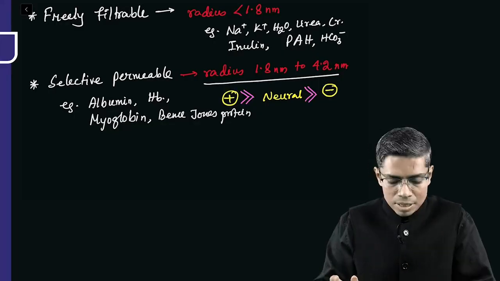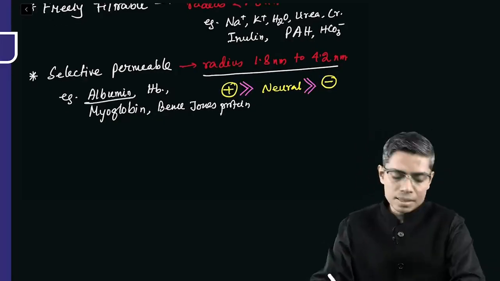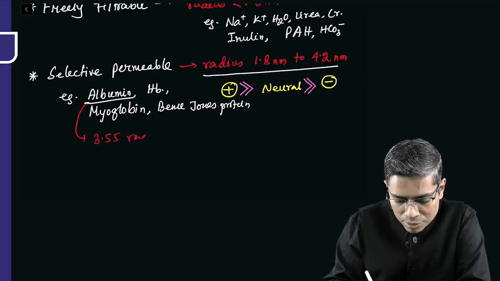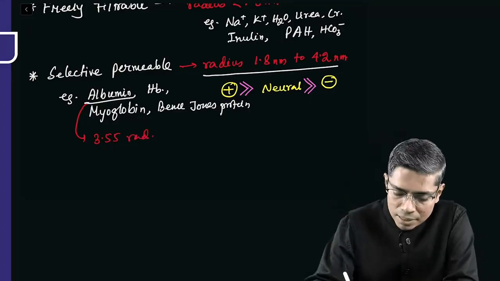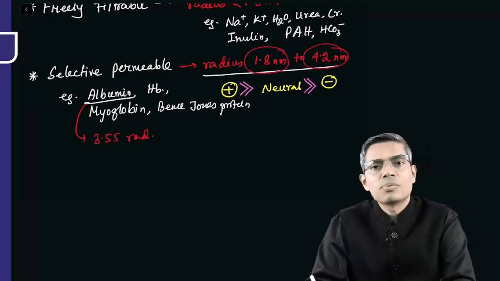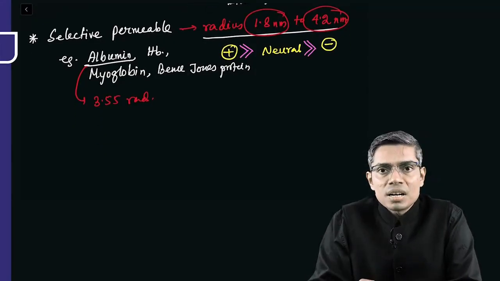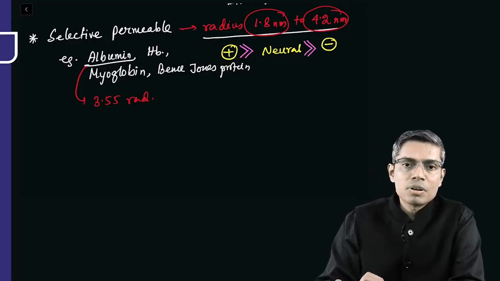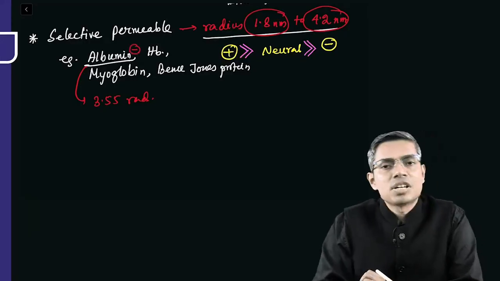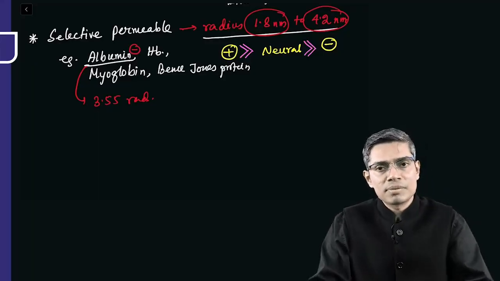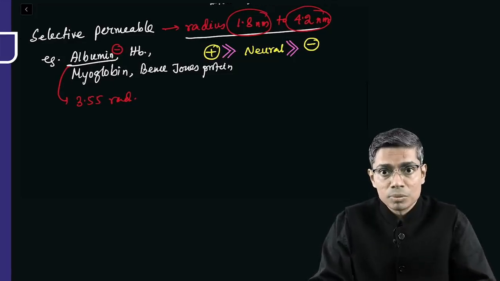Now, if you look at albumin, its molecular radius is 3.55 nanometer. So obviously you can find that this falls within the range of 1.8 to 4.2 nanometer. That's why albumin is a selective permeable substance. But if you look at the charge of albumin at physiological pH, all of us know that albumin is negatively charged. So that's why we know that the filtration of albumin at the glomerular filtration barrier is very less, not nil. There will be a certain amount of filtration of albumin even in a normal glomerulus.